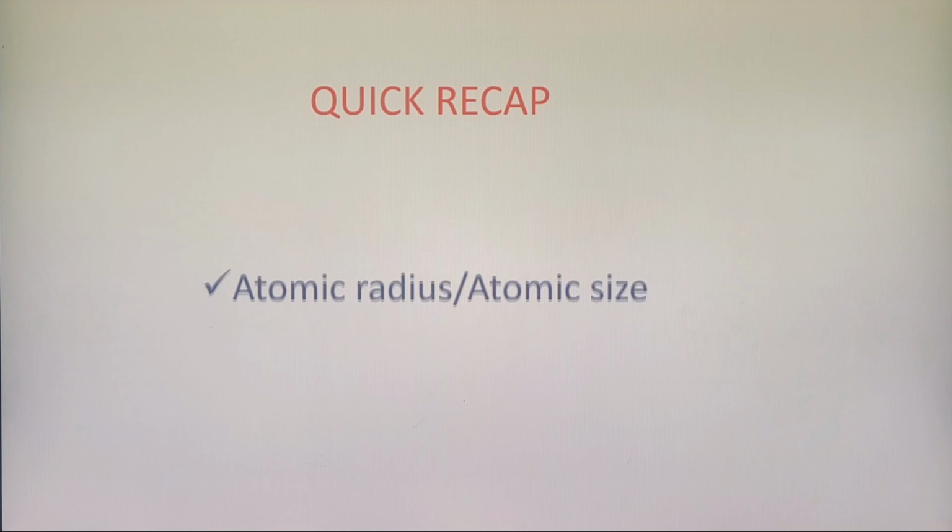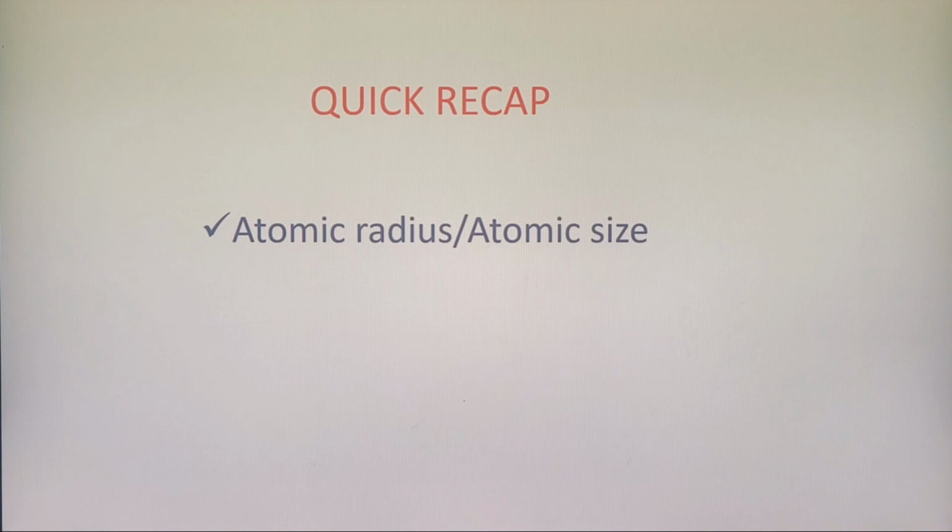As discussed before, children, we had already dealt with one periodic trend, and that was atomic size, or atomic radius. If you remember, in short, what is atomic size or atomic radius? It is nothing but the distance from the center of the nucleus to the outermost shell. Whenever you calculate the atomic radius, we always calculate the distance between the nucleus and the outermost shell. And we had discussed how this trend varies down a group and across a period.